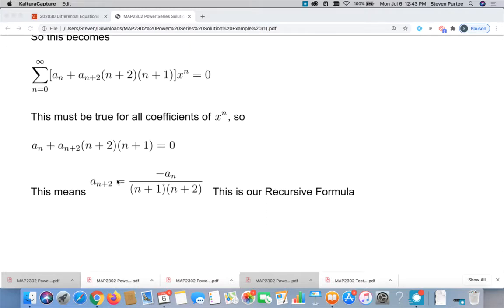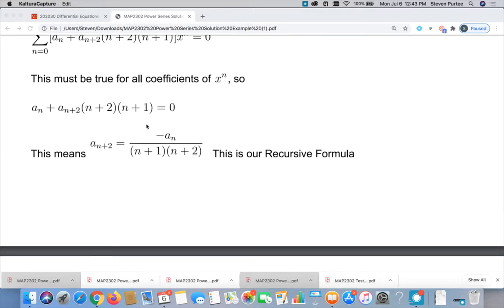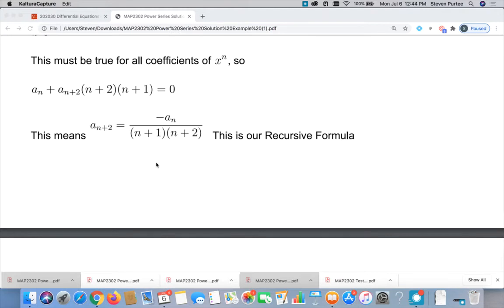So let's just write that down. And we solve this. I always want to solve it for the bigger one. So solve for a_{n+2} in terms of a_n. So just move the a_n to the other side, divide. And that's our main goal. That's what we're going through all this work for, is to find this recursive formula. So that's what we're always after, is our recursive formula.